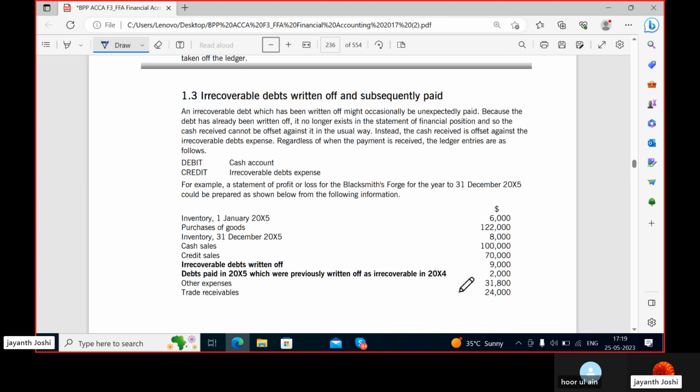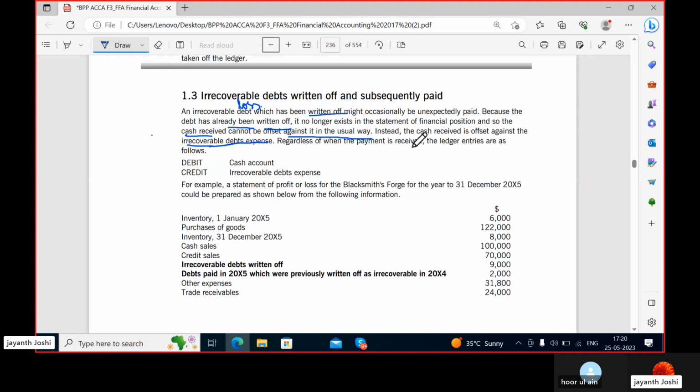Now one more thing is happening. See, irrecoverable debts are written off and subsequently it is later on paid. Written off means we have shown it as a loss by that time. But in the future, unexpectedly we receive the payment. Now, when the debt has already been written off, we don't show it in SOFP anymore. Cash received cannot be offset against it in the usual way. If we are receiving cash, we can't adjust it in receivables because we have already written it off as a loss. So the cash received is offset against the irrecoverable debt expense account.